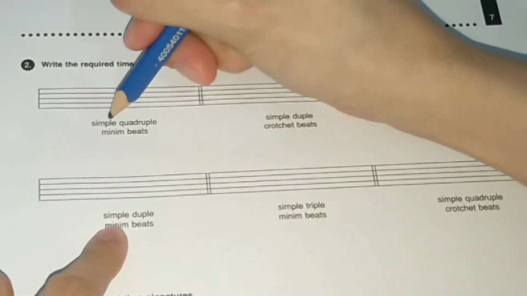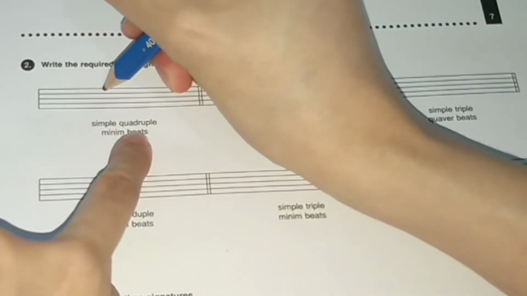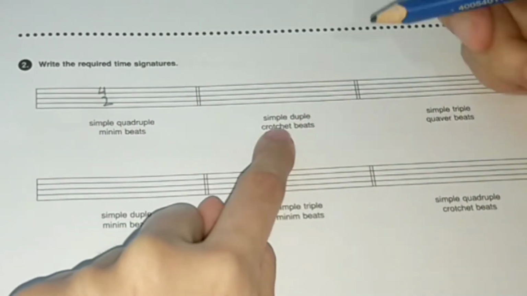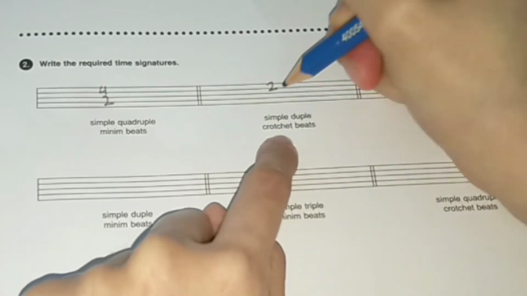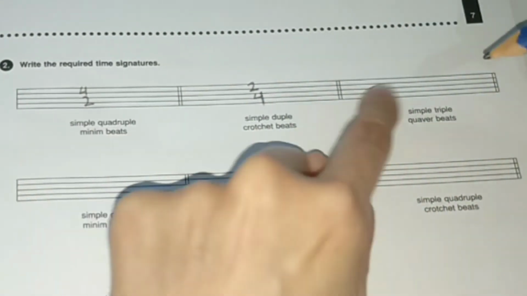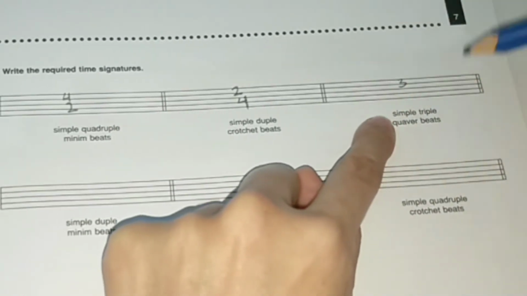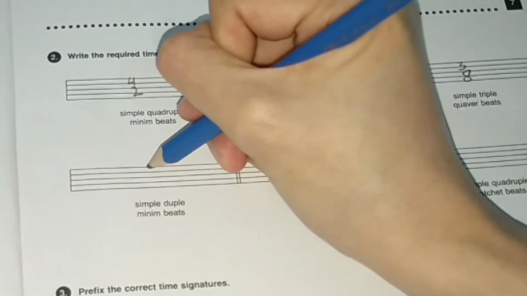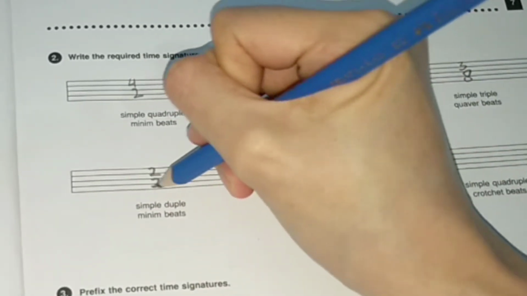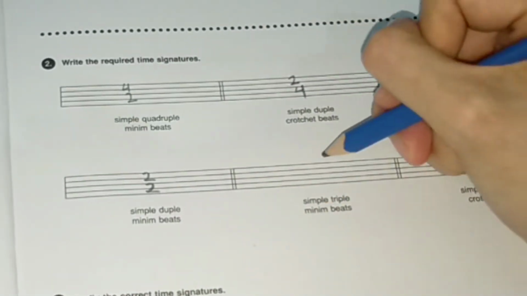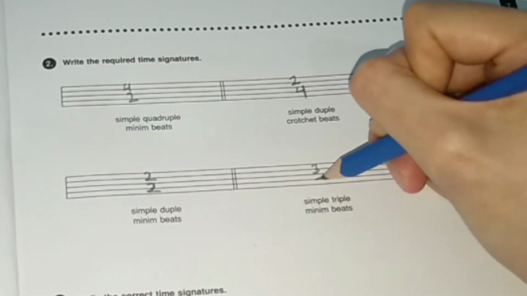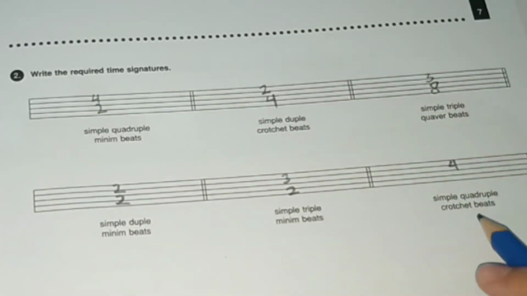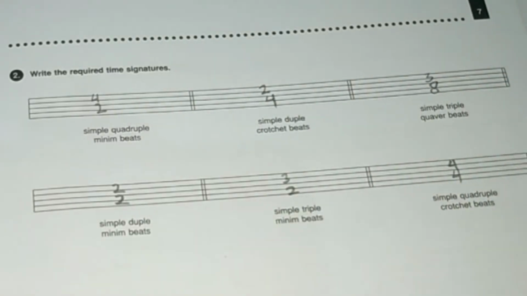Write the required time signatures. Simple quadruple, on top will be 4 definitely. Minim beats, so bottom will be 2. Simple duple, on top is 2. Crotchet beats, on bottom will be 4. Simple triple, on top will be 3. Quaver beats below will be 8. Simple duple, on top is 2 again. Minim beats, bottom 2. Simple triple, on top 3. Minim beats, bottom 2. Simple quadruple, on top is 4. Crotchet beats, bottom is also 4.